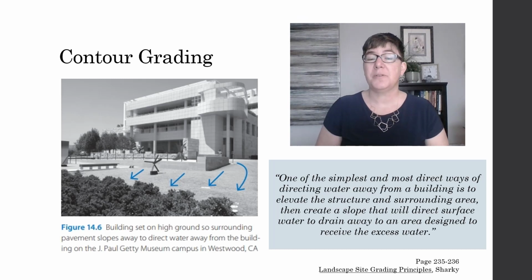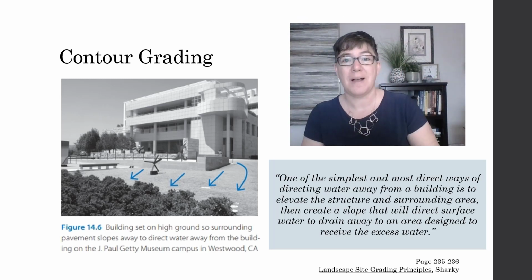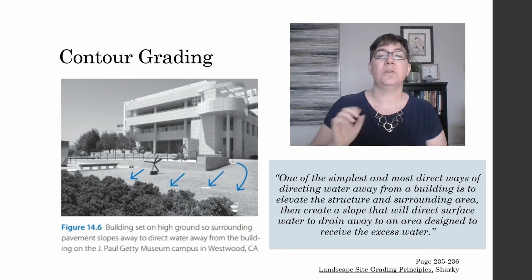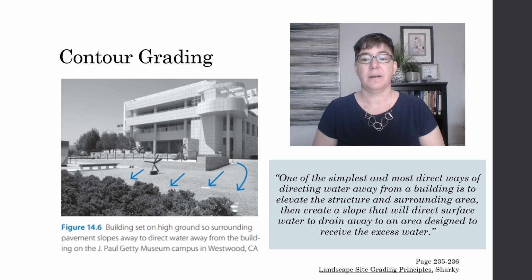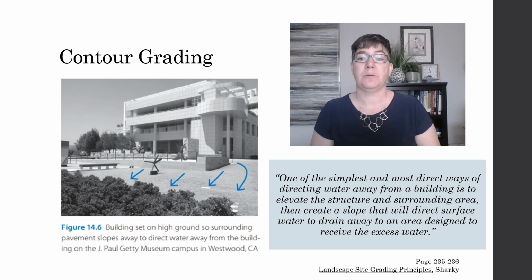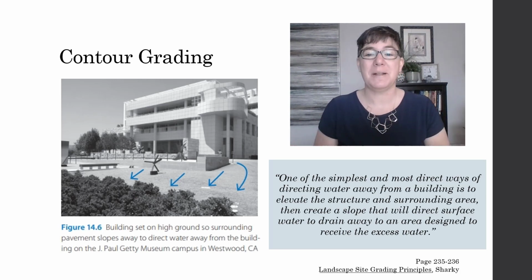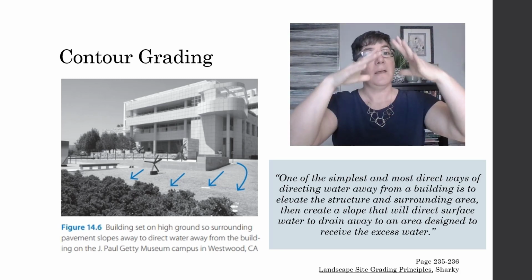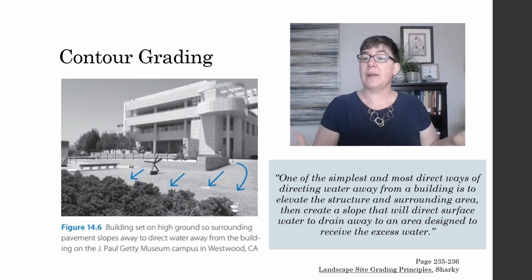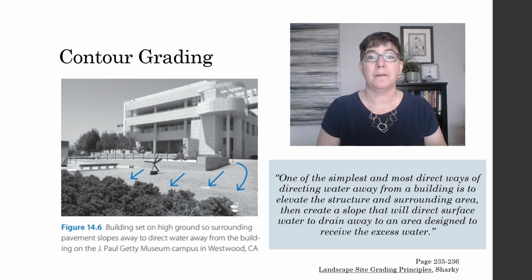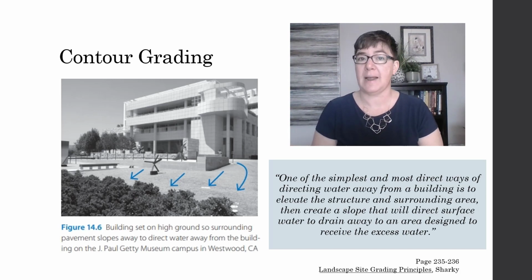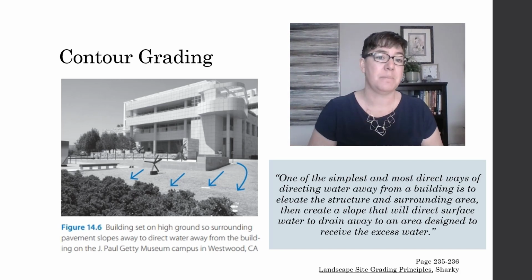So in our pursuit of directing water away from where we don't want it and towards where we do want it, your main tool is called contour grading. And your text says one of the simplest and most direct ways of directing water away from a building is to elevate that structure and its surrounding area, and then create a slope that will direct surface water to drain away. And we want to make sure that it drains away to an area that's designed to receive that excess water. So here's an example of it from the illustration of your textbook.